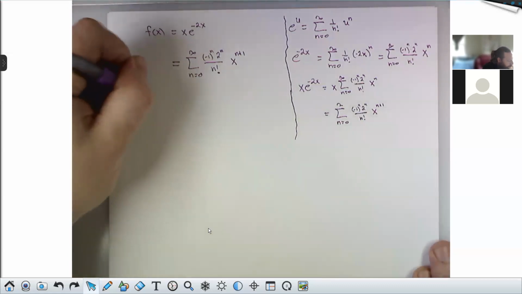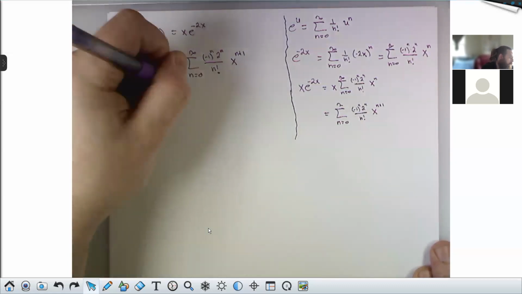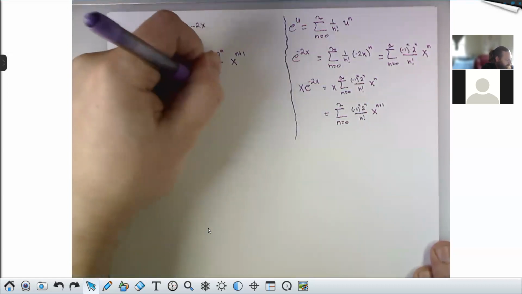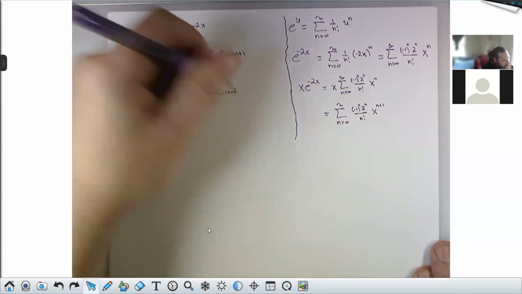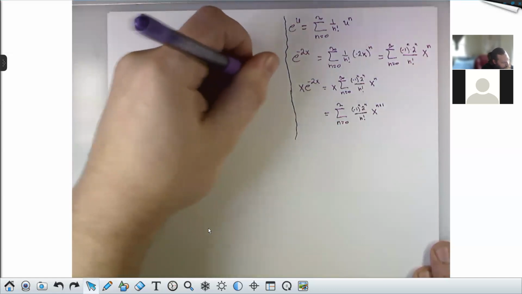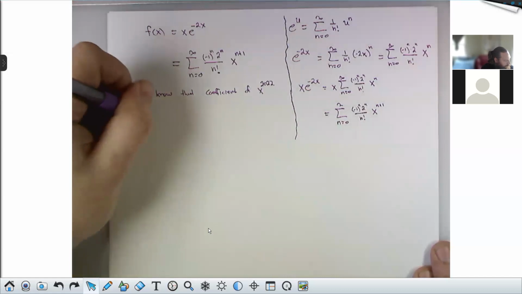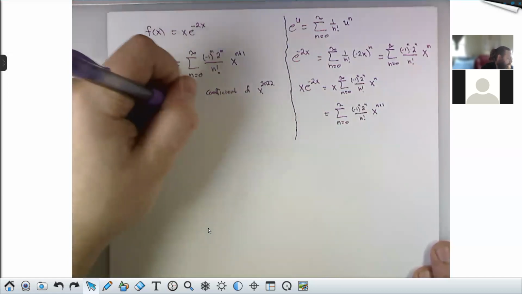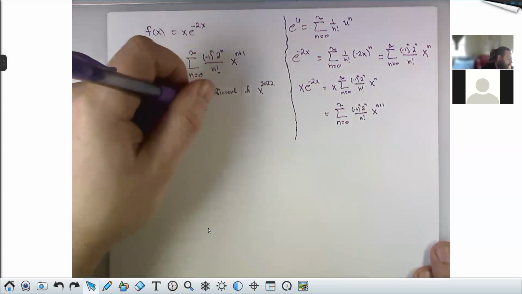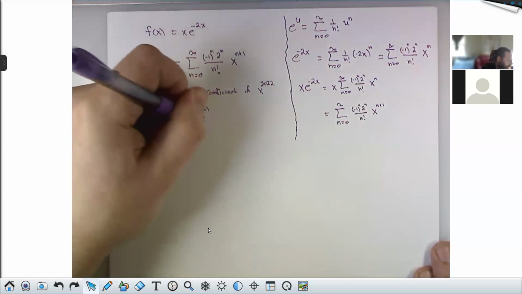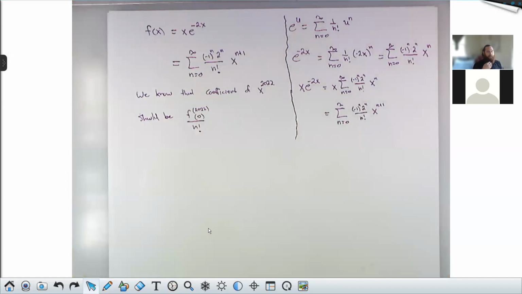And we know that the coefficient of x to the 2022 should be the 2022nd derivative of f at 0 over 2022 factorial, because the series is centered at 0. So the question is, can you find the coefficient of x to the 2022 in this series? Like if you were to write out this series, what's the number in front of x to the 2022?